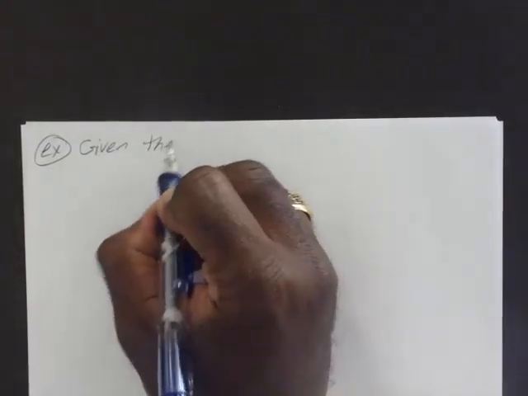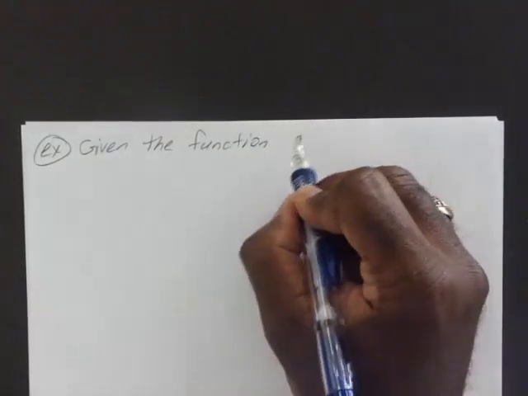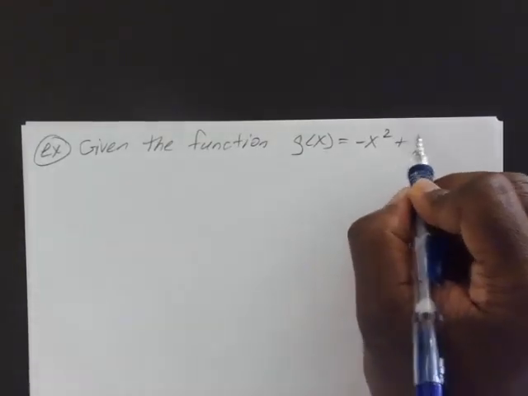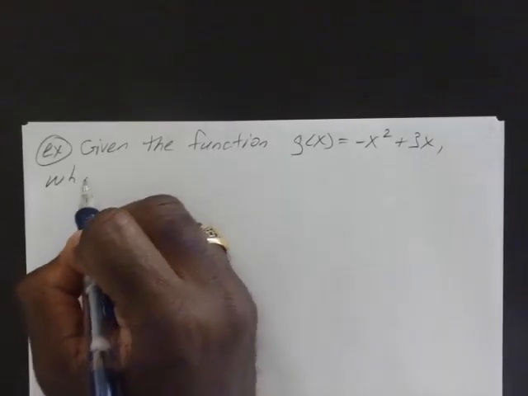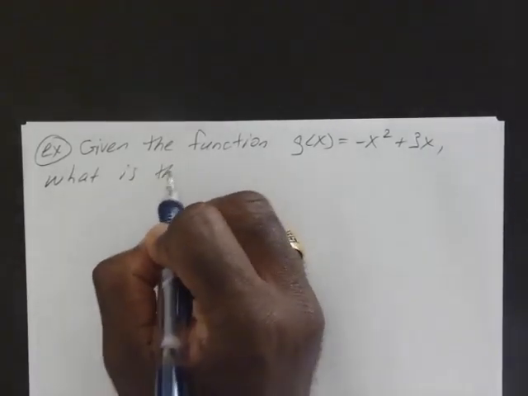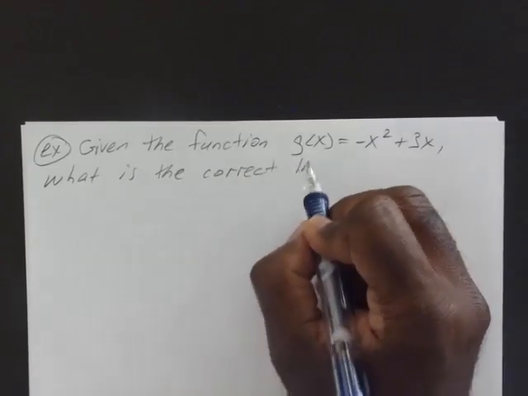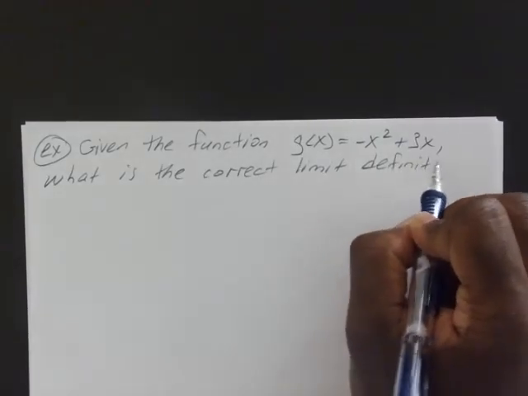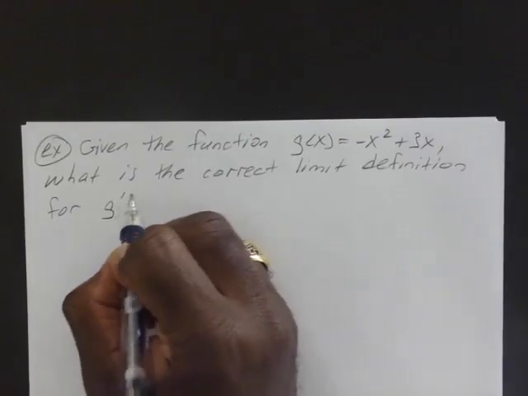So let's say we are given the function g of x is equal to negative x squared plus 3x. What is the correct limit definition for g prime of 2?